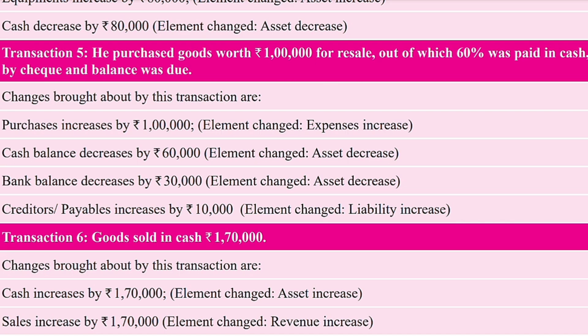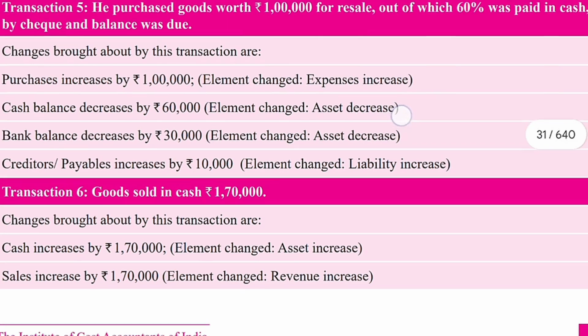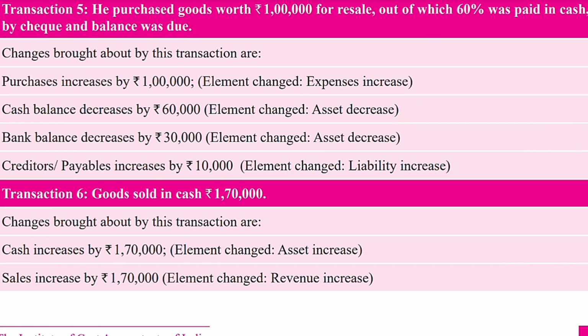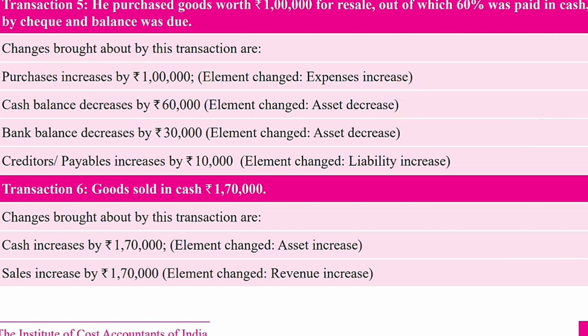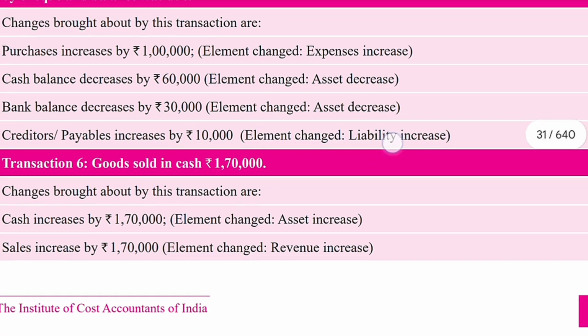Then cash balance decreases by 60,000. Why? Because he's paying 60,000 rupees. Bank balance decreases by 30,000 because he is giving a check of rupees 30,000. So the amount which is there in the bank will decrease. And balance was due, right? He has to pay. Now he has got a liability to pay rupees 10,000 as well. That is a payable, so that is a liability. So it is increasing, so we have to credit that 10,000 rupees.